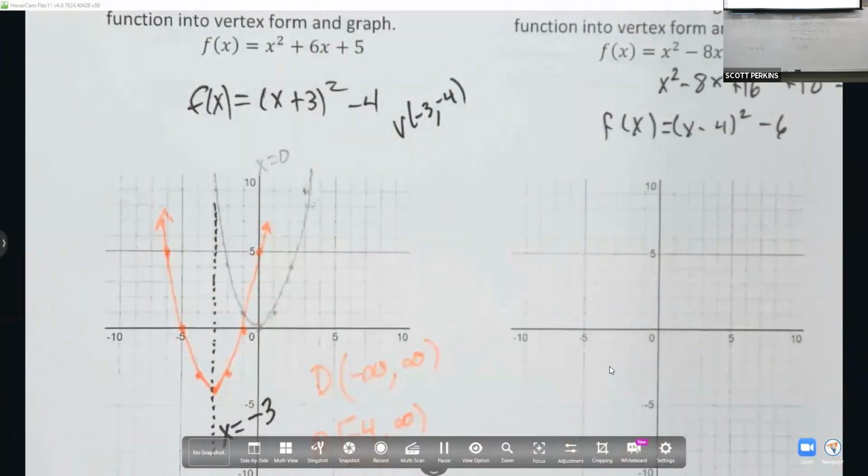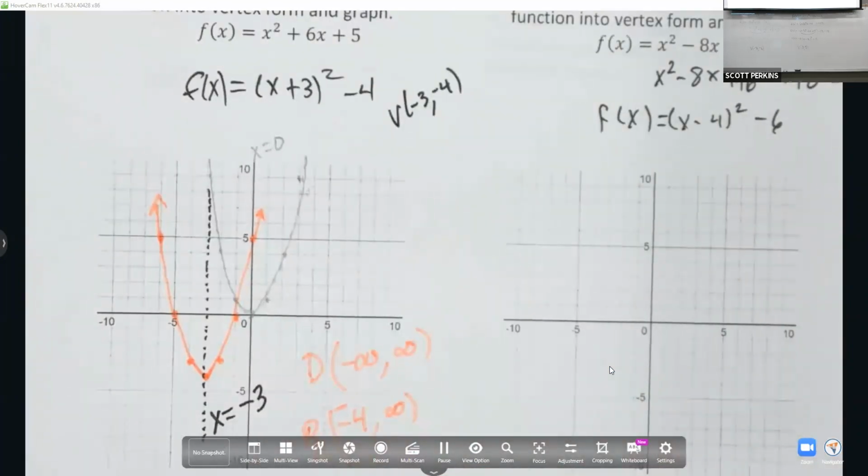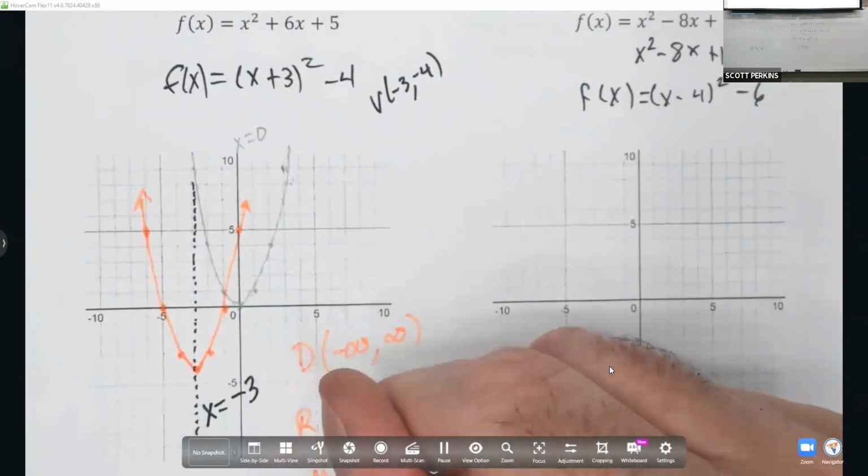The A value that we factored out, or would have, is positive, it's 1. And so that means it's pointing up. So you can know right away without graphing whether a parabola is pointing up or down. Since this graph is pointing up, it has a minimum.